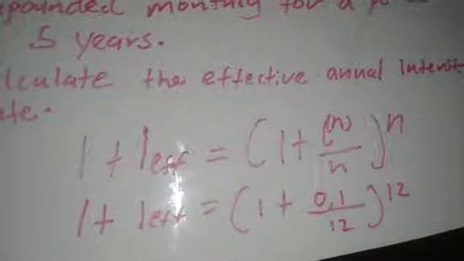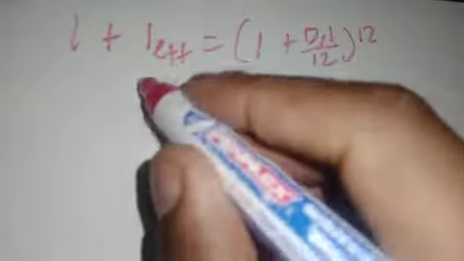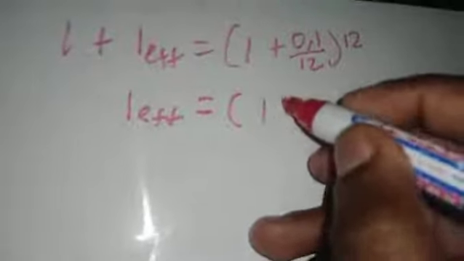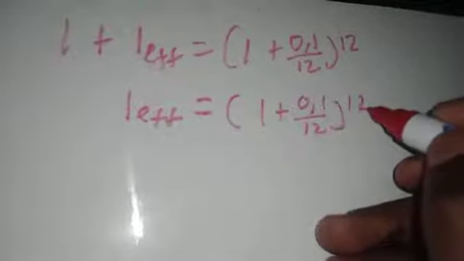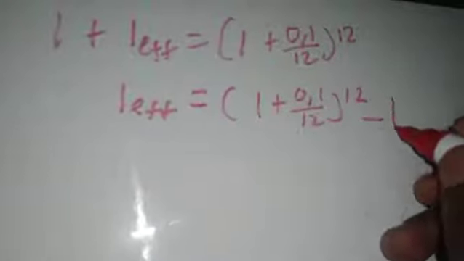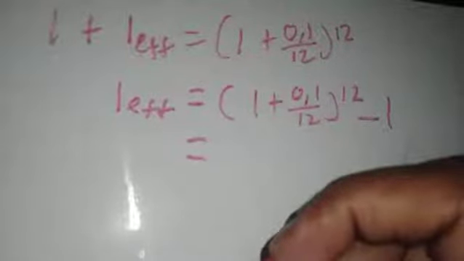So let's continue. I'm not using a calculator actually. This was what we substituted. When we continue, we're just solving for the effective interest rate. So it's going to be 1 plus 0.1, to the power of 12. And then we'll take this 1 to the other side, so it's going to be minus 1. Then we just have to type this and get what is in the calculator.